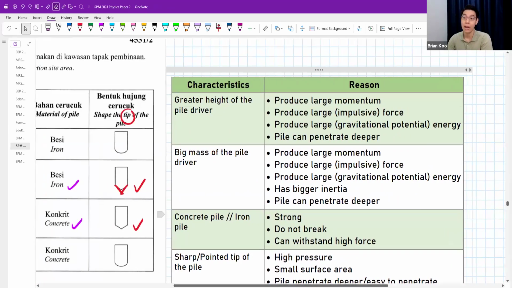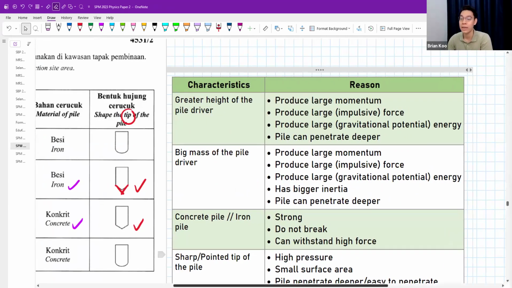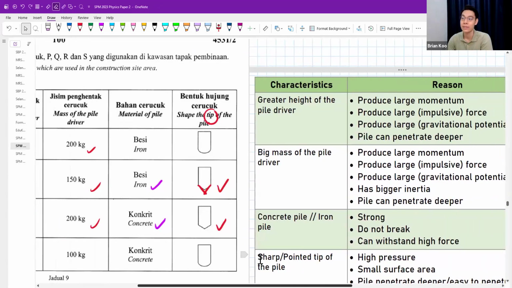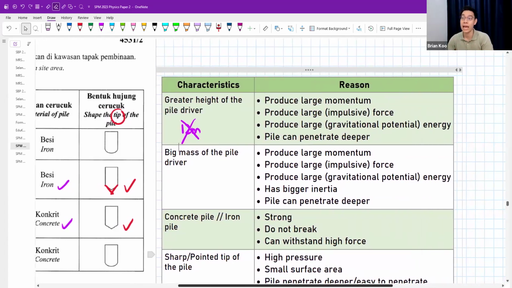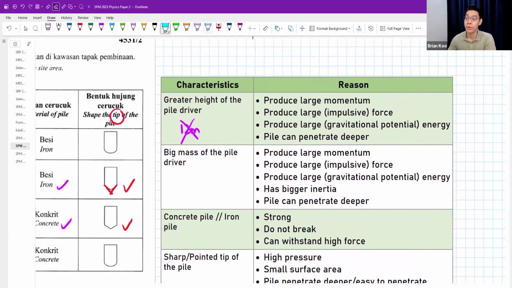Okay, so I say, I want greater height. Please don't go and tell them, teacher, I want 12 meter. No, we do not write I want 12 meter. Don't need to teach them what to do. You can do 20 meter also can, as high as possible, so that you can produce a lot of momentum. If it's greater height, it will fall down even faster. By the time it falls down very fast, it produces a large impulsive force. Or the higher you are, the more gravitational potential energy. Or power can penetrate deeper.